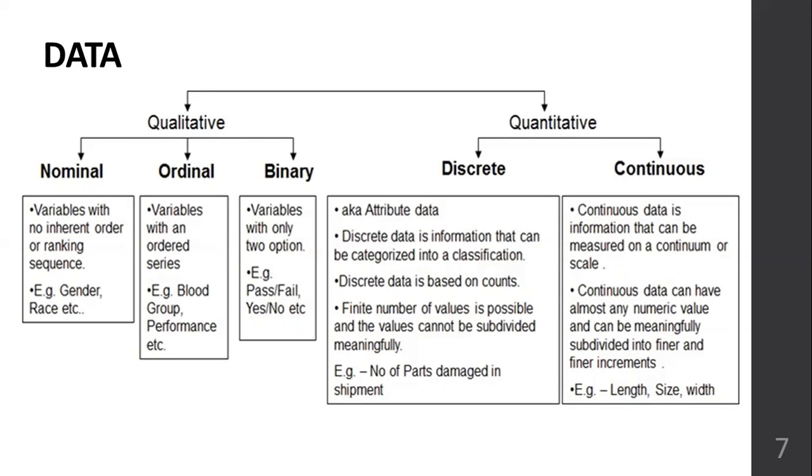Coming to quantitative data collection, you have two types, discrete and continuous. Discrete means it cannot have decimal values. This information is based on the count, like 1, 2, 3. You count it and you put the value. How much count is that? You put that count, without any decimal points.